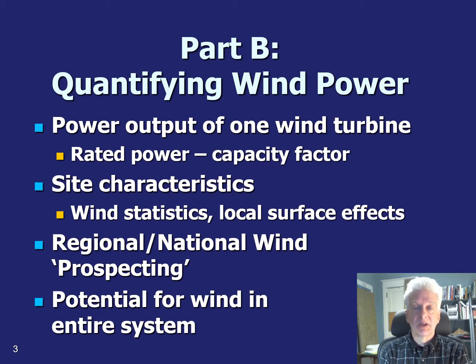Then you look at site characteristics. Where you put the wind turbine affects how much wind it's going to see over the course of a year and a decade. Local surface effects alter how much the wind varies between the surface and higher up. You can look at modeling of the wind flow across larger areas, regions, and nations, and you can do what's known as wind prospecting. We'll look at some maps produced by that kind of research.